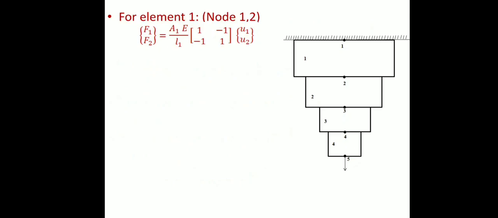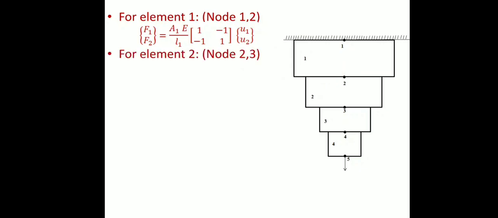First, select element 1, which has nodes 1 and 2, and the nodal forces will be F1 and F2. The element stiffness matrix will be A1 E divided by L1 into the matrix [1, -1; -1, 1], which is known as the element stiffness matrix. The matrix of U1 and U2 is the nodal displacement, that is U1 at node 1 and U2 at node 2.